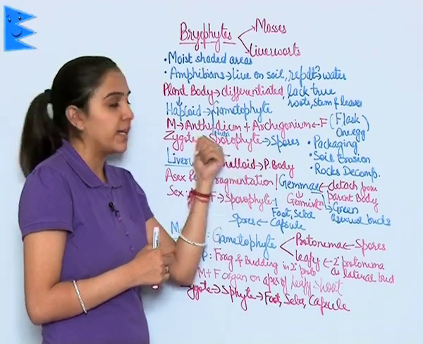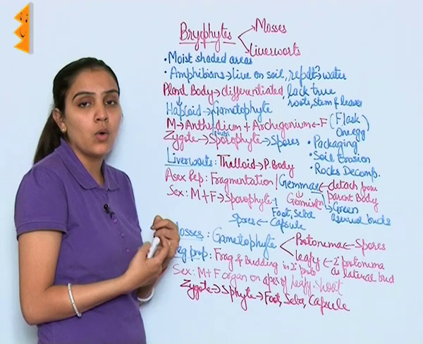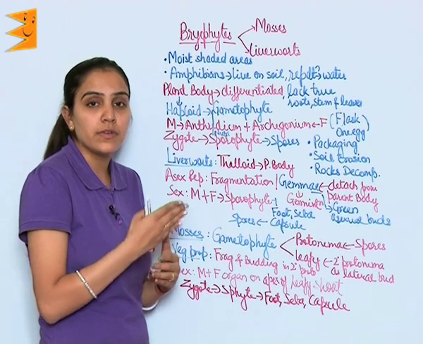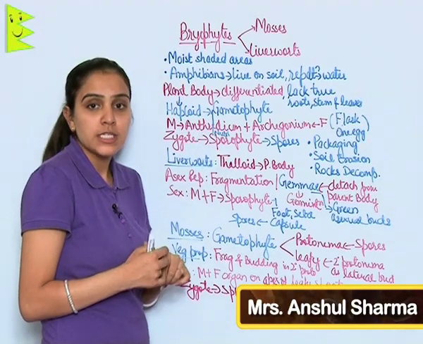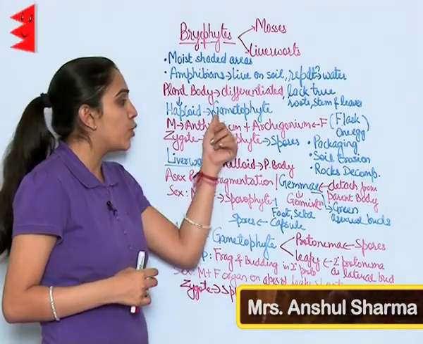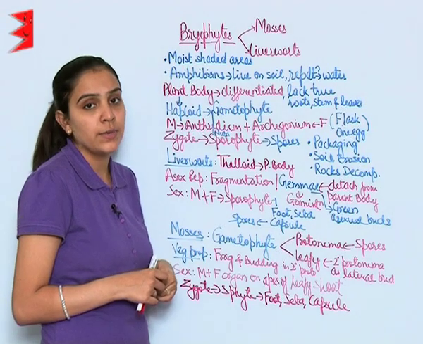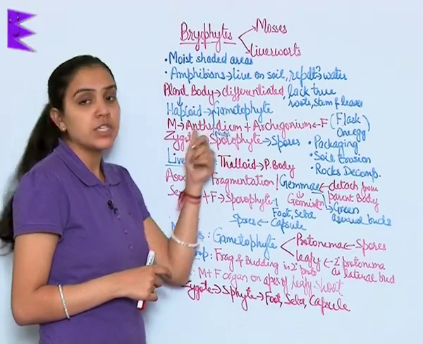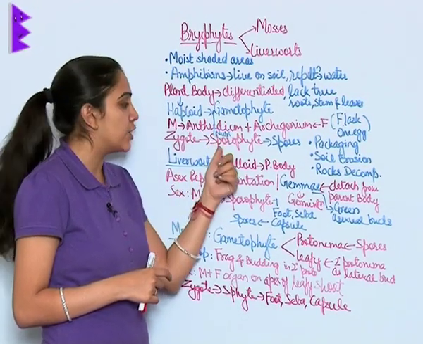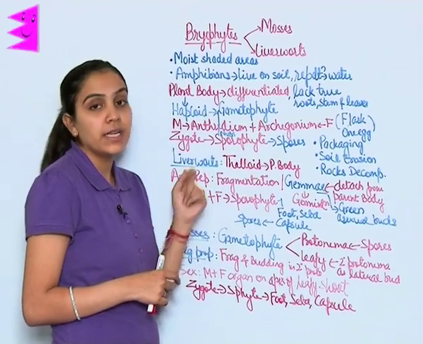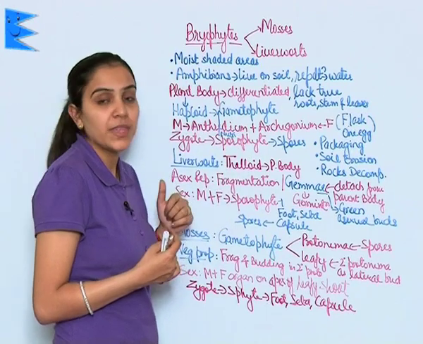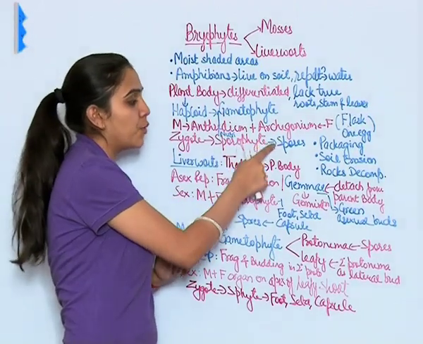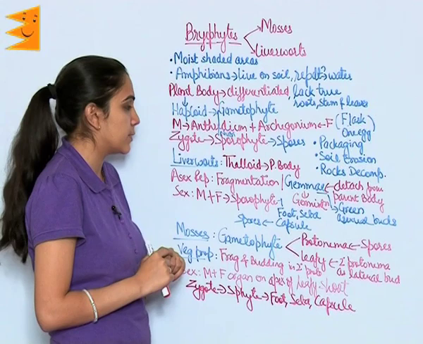This zygote does not undergo meiosis division immediately after formation. It first forms a sporophyte. This sporophyte is attached to the gametophyte, which is photosynthetic in nature, to get nutrition from the gametophyte, and this sporophyte gives us spores.